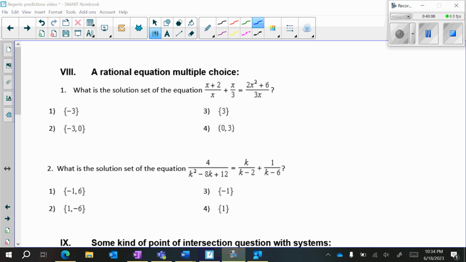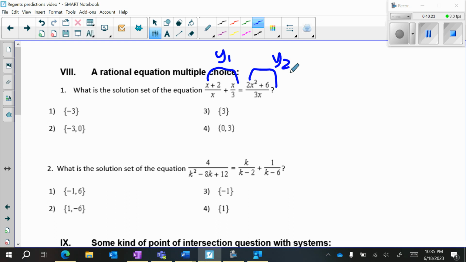You know you're going to get one of these. It's a rational equation. It's going to be in the form of multiple choice, most likely, and I don't recommend you do this by hand at all. Just put the left-hand side of the equation in y1, put the other side in y2, and look for the intersection.